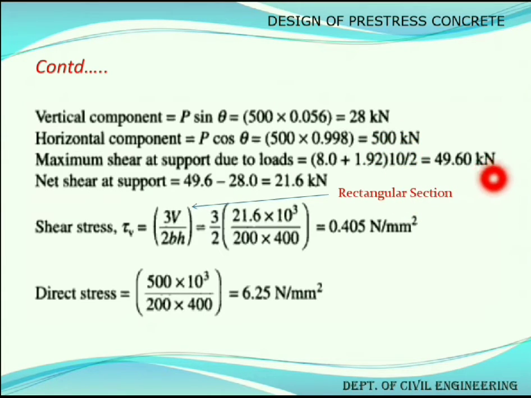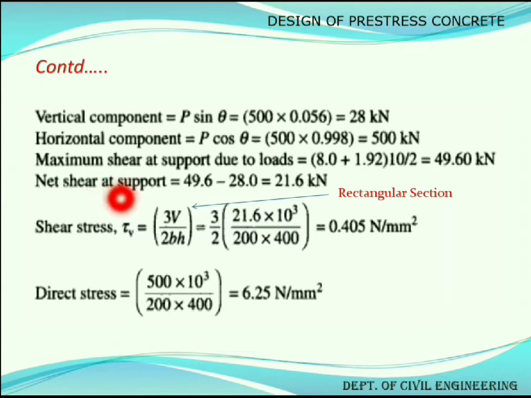So next, maximum shear at the support due to loads. So maximum shear will be 8, which is the applied UDL, plus 1.92, which is the self weight, multiplied by the span, which is 10, and as it has 2 supports, divided by 2. It is a simply supported beam. So 49.60 is nothing but the reaction at the supports.